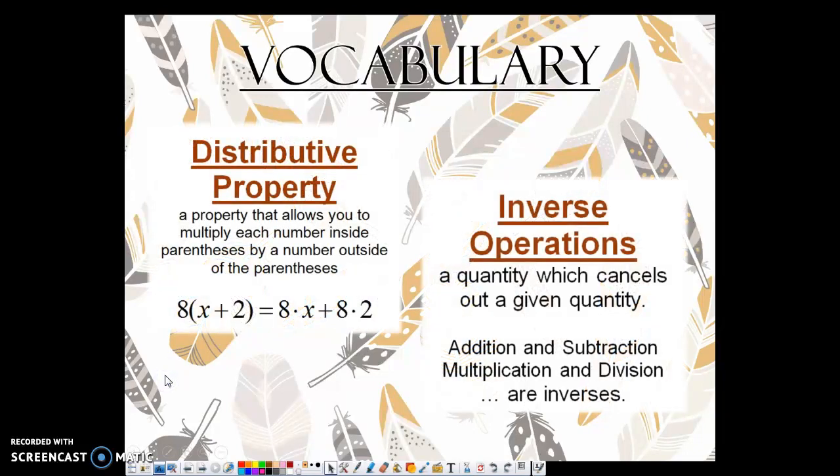Okay, just a reminder, distributive property, that's when 8 times x gives you 8x, and 8 times 2 gives you 16. Inverse operations means you do the opposite when solving. If it's adding, you subtract. If it's subtracting, you add. If it's multiplying, you divide. And if it's dividing, you multiply.